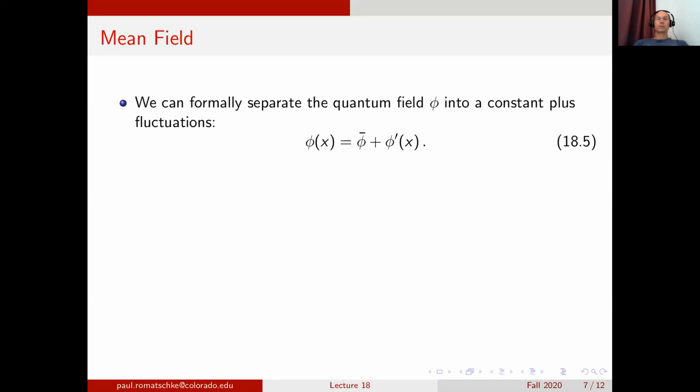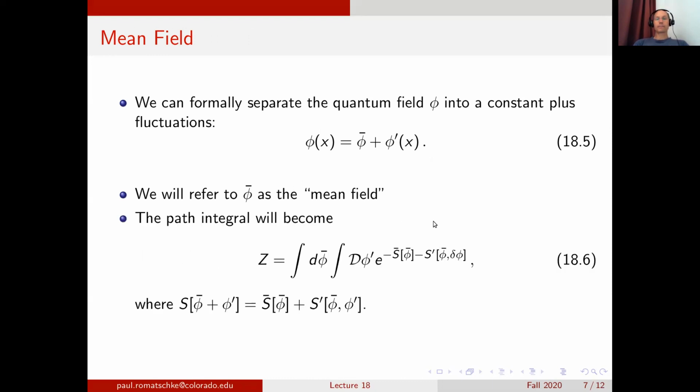Formally, what we can do is separate the quantum field phi into a constant phi bar plus fluctuations phi prime of x. We will refer to phi bar, the constant, as the mean field. And if we do so, then our path integral for the partition function becomes a regular integral over the mean field and a path integral over the fluctuations phi prime.